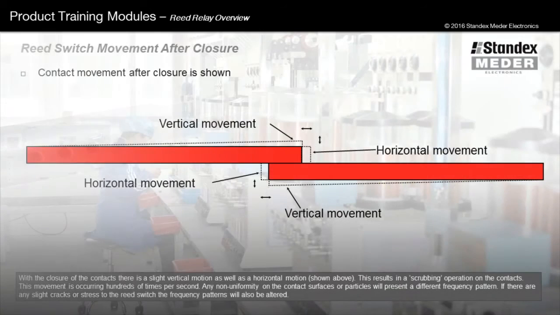With the closure of the contacts, there's a slight vertical motion as well as a horizontal motion. This results in a scrubbing operation on the contacts. This movement is occurring hundreds of times per second. Any non-uniformity on the contact surfaces or particles will present a different frequency pattern. If there are any slight cracks or stress to the reed switch, the frequency patterns will be altered.